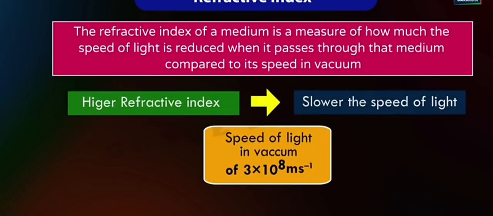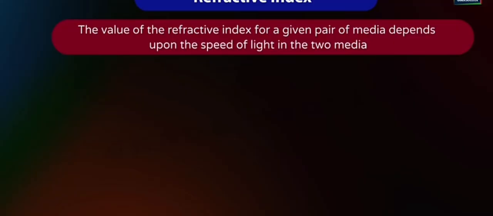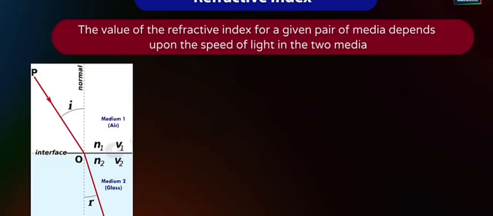Light travels fastest in vacuum, with a speed of 3 × 10^8 m s^-1. In air, the speed of light is only marginally less compared to that in vacuum. It reduces considerably in glass or in water. The value of refractive index for a given pair of media depends upon the speed of light in the two media. Consider a ray of light traveling from medium 1 into medium 2.